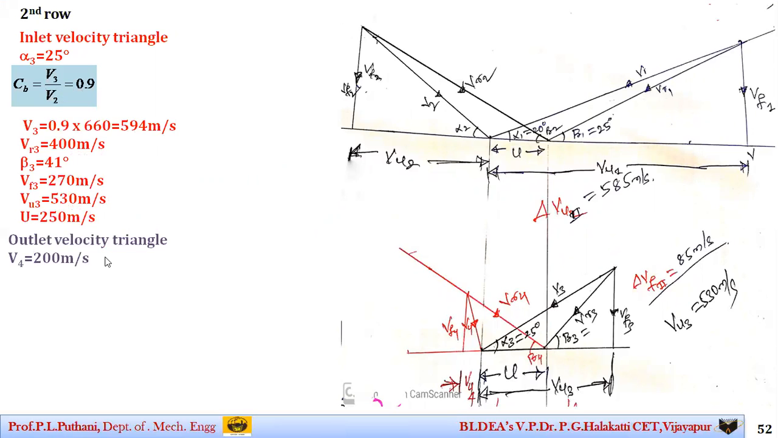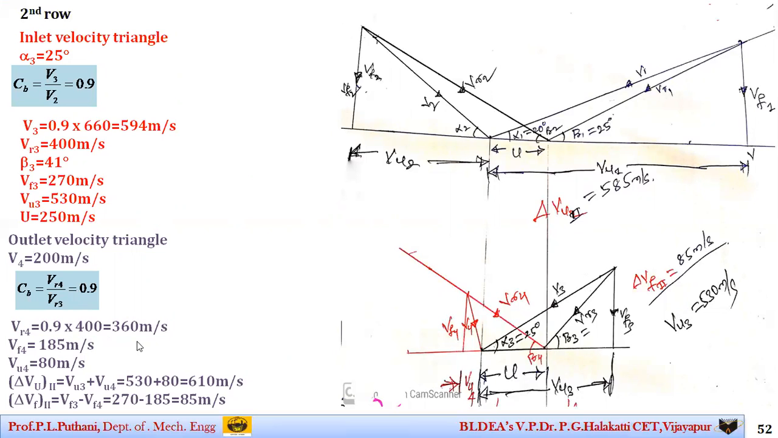Then for the outer velocity triangle, we have V4 200 meters per second, CB 0.9. Using that, we have got the value of VR4 as 360 meters per second, VF4 185, VU4 80 meters per second. Delta VU for the second stage, VU3 plus VU4, I got as 610, whereas delta VF for the second stage, VF3 minus VF4, I have got 85 meters per second.